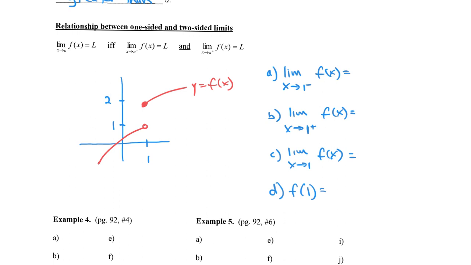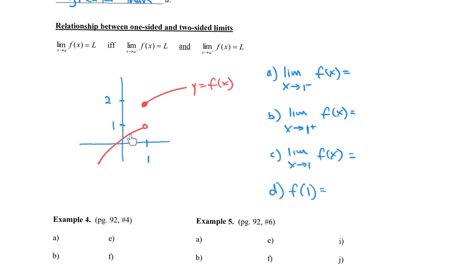So here's another problem for some practice. You've got this function with this discontinuity at 1. It's got what's called a jump discontinuity, jumps up here. So see if you can figure these out. The first one is the limit as x approaches 1 from the left of this function. So a one-sided limit as we're coming in here.